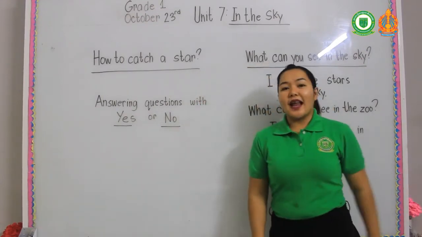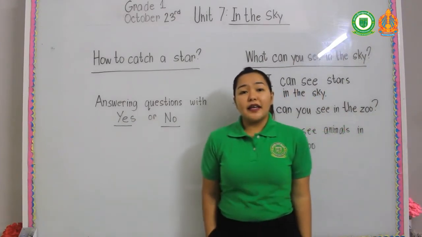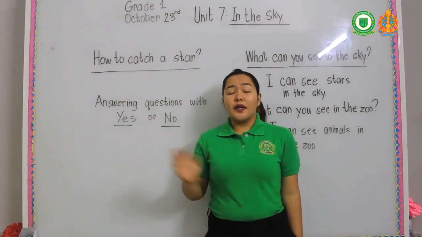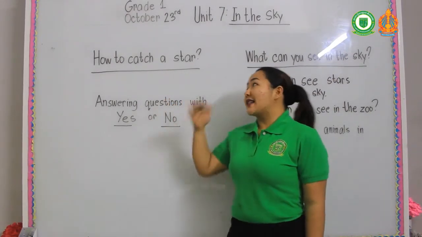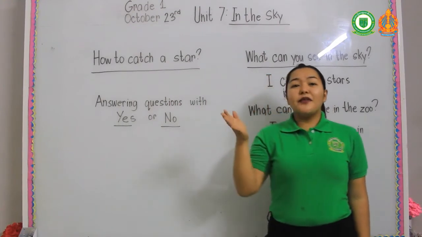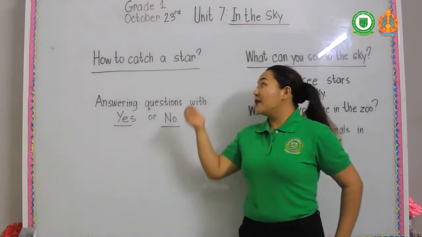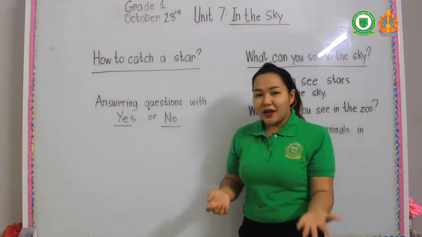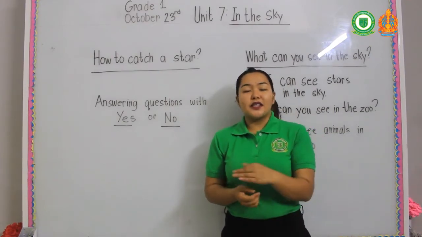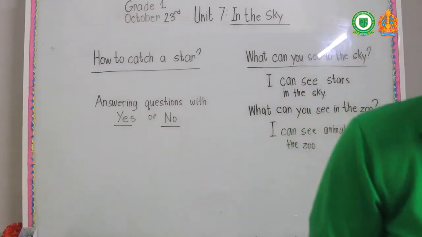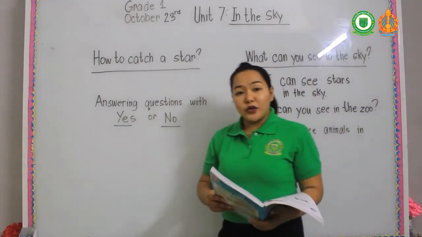Okay, so let's get started with our lesson. We're still on Unit 7, and we are going to continue with the topic in the sky. Before we have another topic, let's have a review. Previously, we read a story about how to catch a star. It was an interesting story for me and I really enjoyed reading it, and I hope you did too. So we did not answer the questions in your book about how to catch a star.